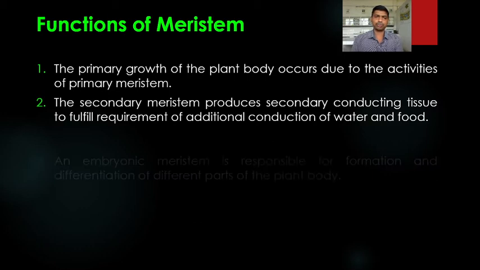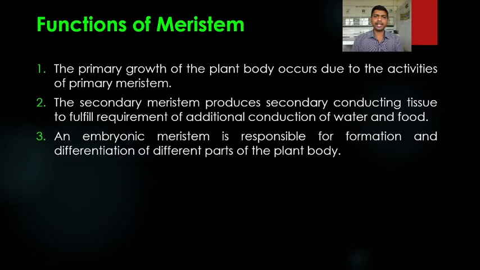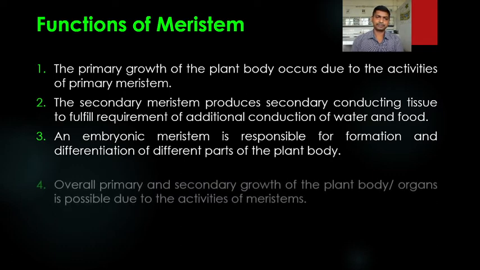An embryonic meristem is responsible for formation and differentiation of different parts of the plant body. Embryonic meristem, that is also called as the primary meristem, is responsible for formation and differentiation of different parts of the plant body, that is the root, stem. So this differentiation of the plant part has been carried out by embryonic meristem.